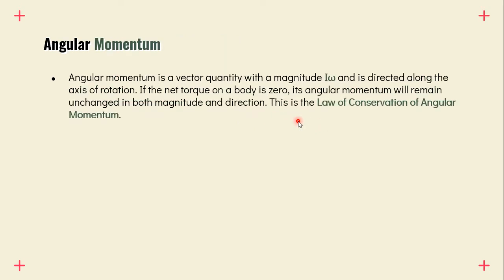Angular momentum is a vector quantity with a magnitude Iω and is directed along the axis of rotation. If the net torque on a body is zero, its angular momentum will remain unchanged in both magnitude and direction. This is the law of conservation of angular momentum.